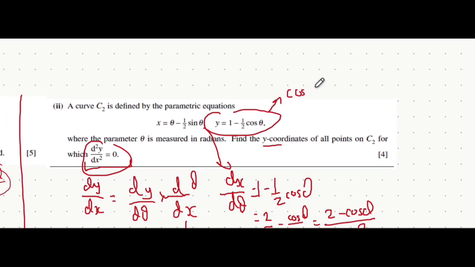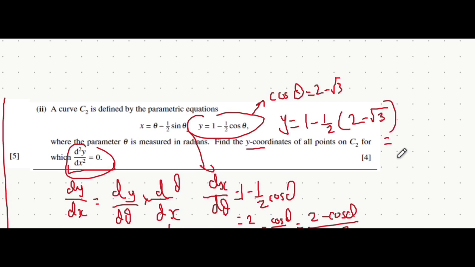Now that we've got cos theta equals 2 minus root 3, we know that that is what's true when d squared y over dx squared is equal to 0. From there, you don't even need to honestly find the value of theta. You can just input it directly as cos theta. So we get y equals 1 minus a half of 2 minus root 3, which we're going to replace cos theta with.